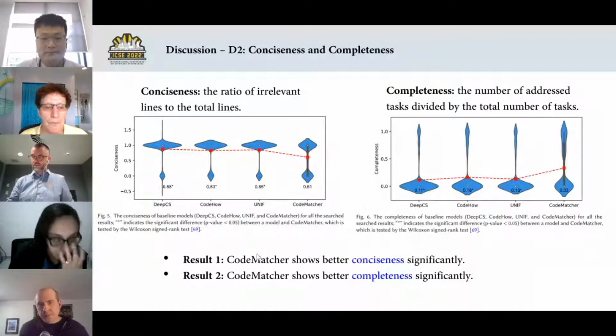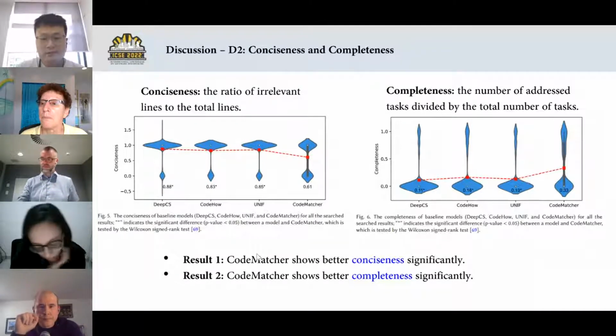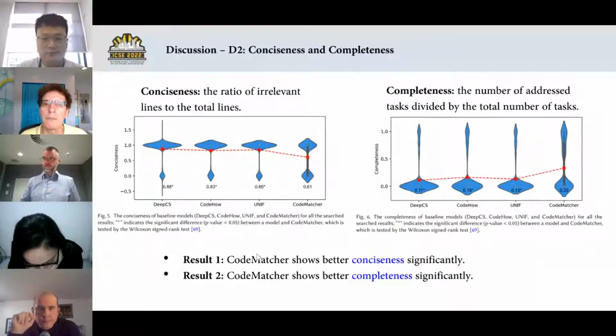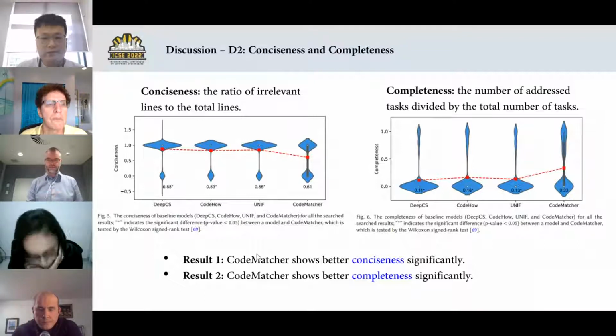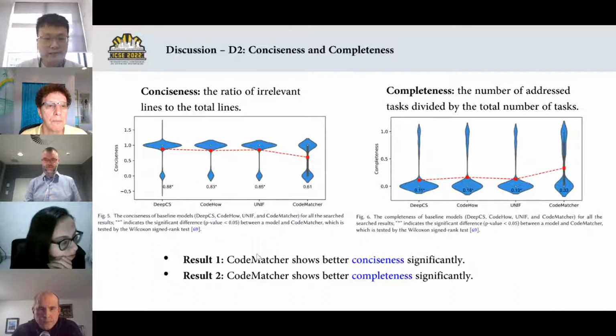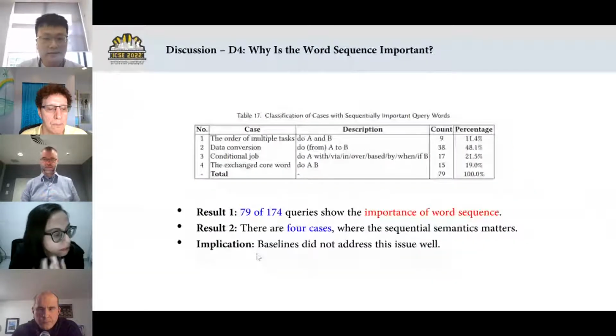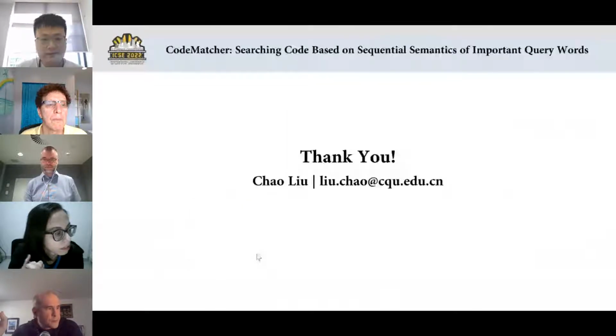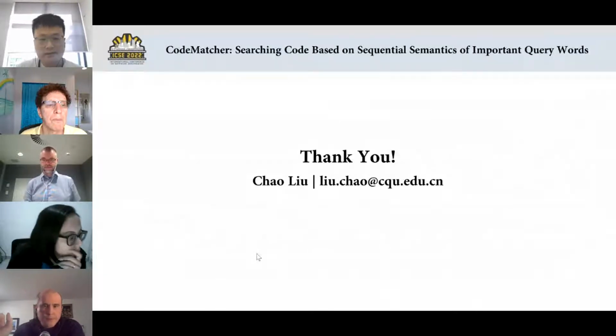And we analyzed the importance of word sequence. We found that in most queries it is important, such as the verb phrase, and for these cases, many models didn't consider this issue. And that's our work, Code Matcher. Thank you very much.